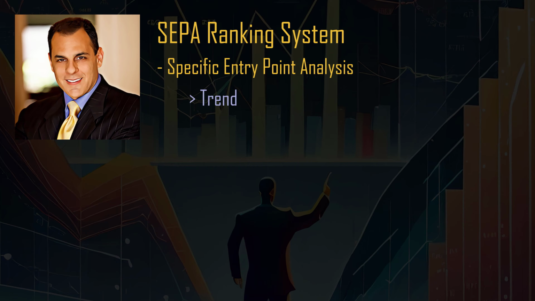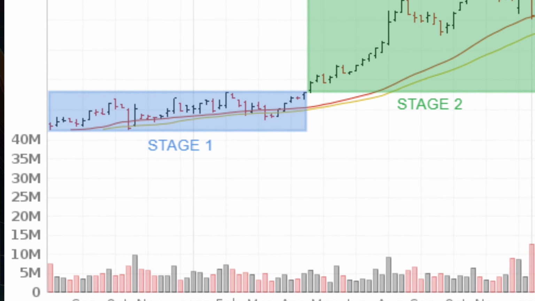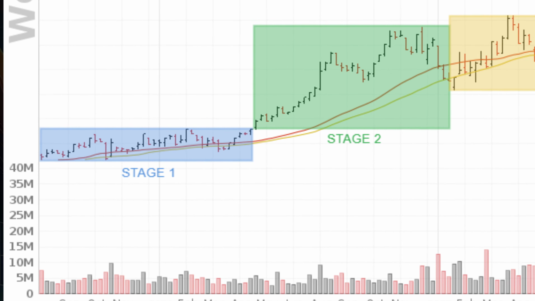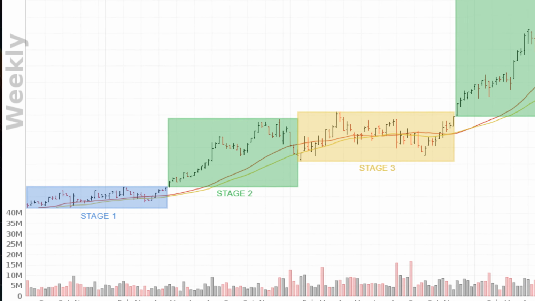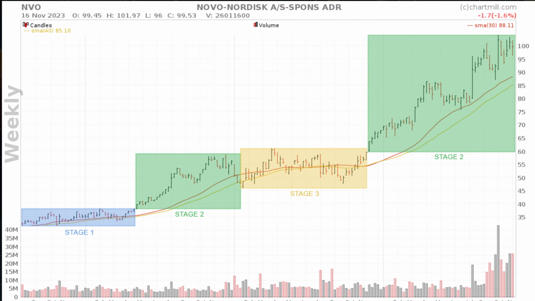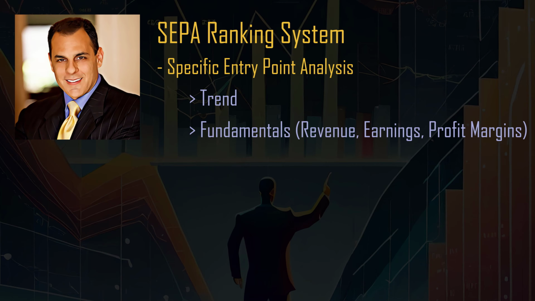Trend. Almost every stock that experiences a huge price explosion does so from a pre-existing rising price trend. Therefore, correctly identifying the direction in which the stock is trending is very important. Fundamentals. Almost all of these stocks are characterized by significant improvements in sales, earnings and margins.